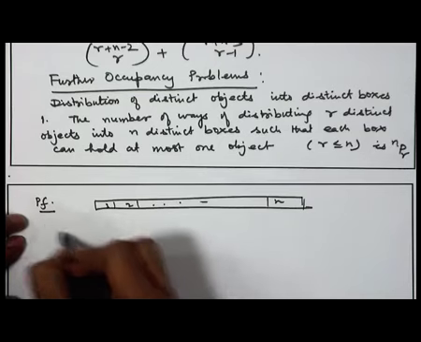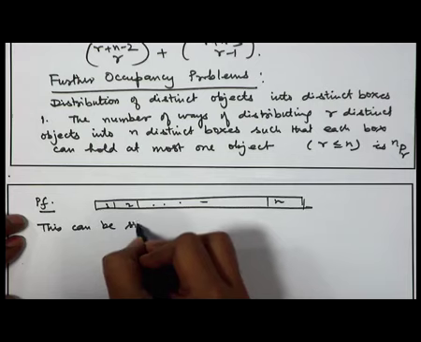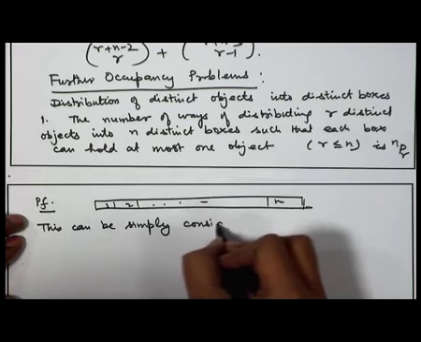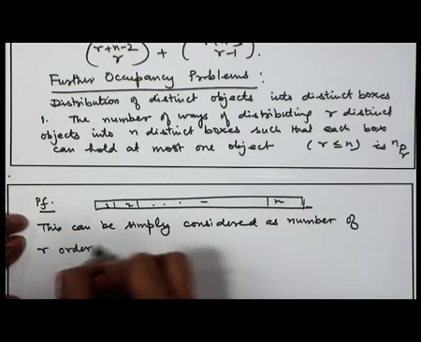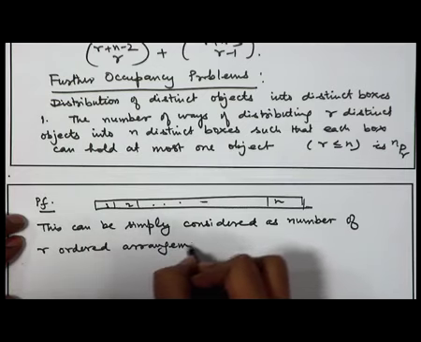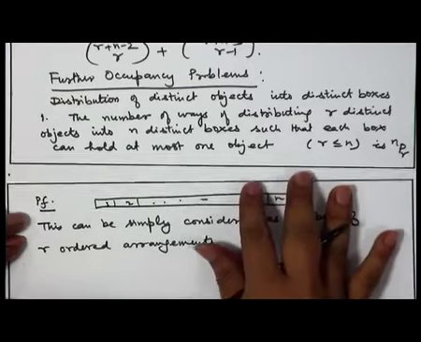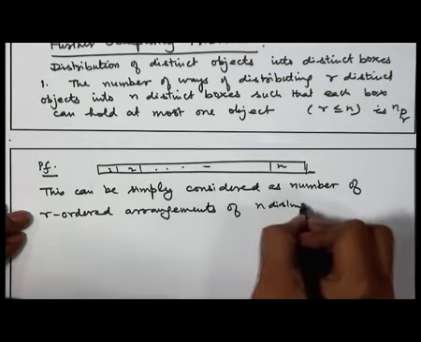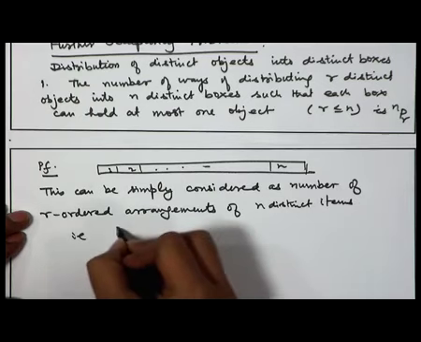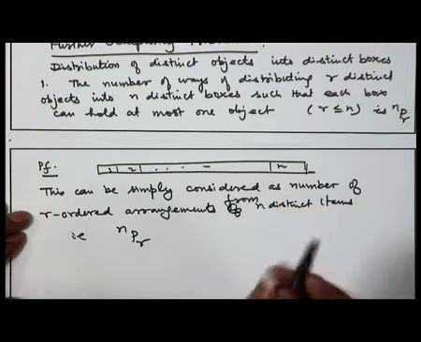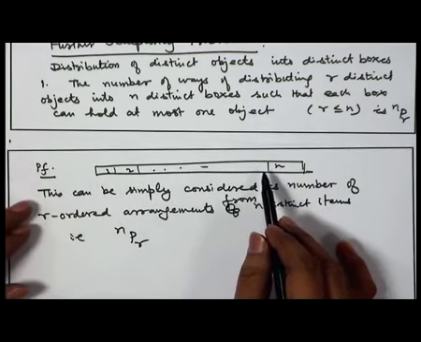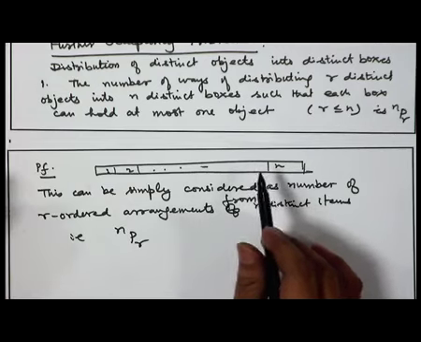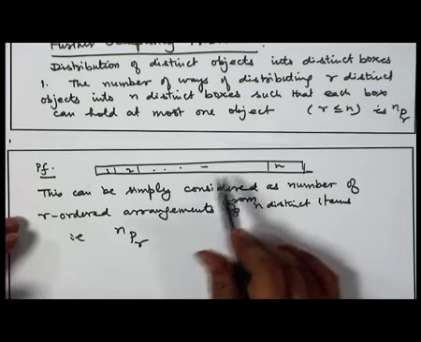So, this can simply be considered as the number of r ordered arrangements of n distinct items, that is nothing but nPr. Basically, you are choosing r boxes out of n, and you are also saying that the order is important, that means in which order we have placed them here.